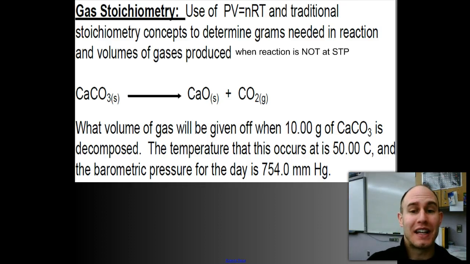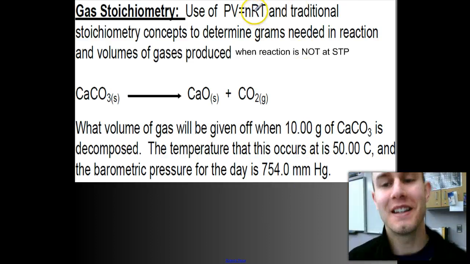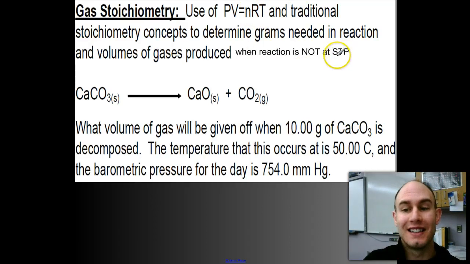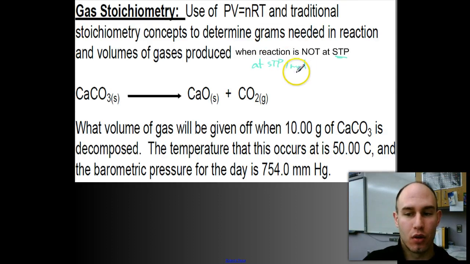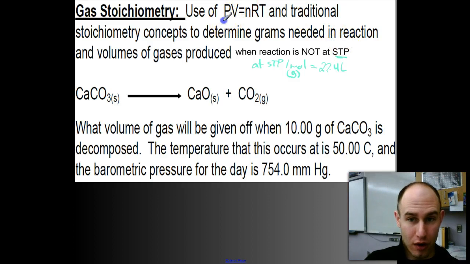Intro to gas stoichiometry and the use of the ideal gas law, PV equals nRT, when the reaction is not at STP. Remember that at STP, 1 mole of a gas equals 22.4 liters. Well, what happens when we're not at STP? We know that changes in pressure and temperature can affect the volume of gases.